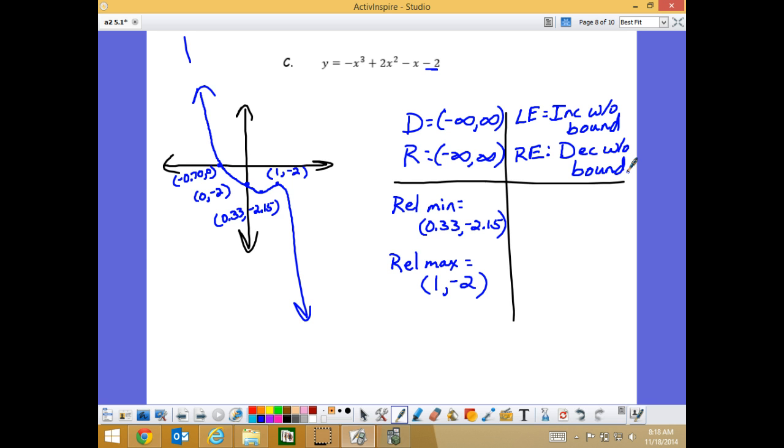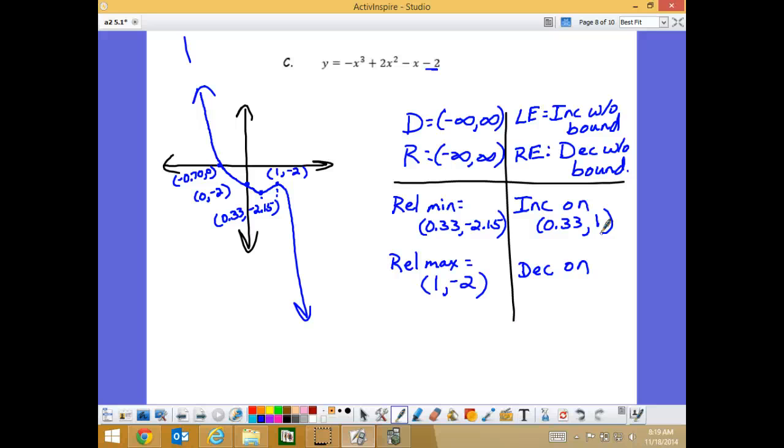And finally, for analyzing the function, where is it increasing and where is it decreasing? And again, as we go from left to right, the only increasing piece is from here to here. So it is increasing on the interval 0.33 to 1. And again, just a quick reminder, when giving the intervals on which it is increasing and decreasing, use the x-coordinates.